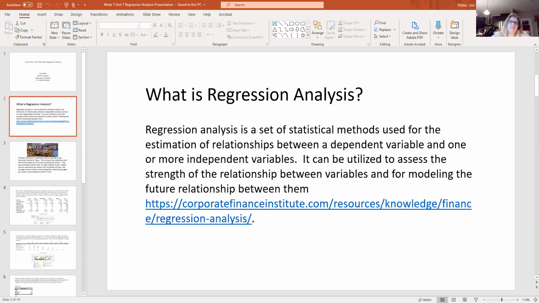For some people that might not know what a regression analysis is, it is a set of statistical methods used for the estimation of relationships between a dependent variable and one or more independent variables. It can be utilized to assess the strength of the relationship between variables and for modeling the future relationships between them.